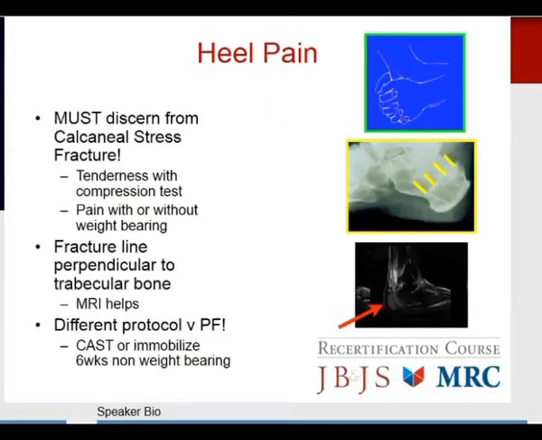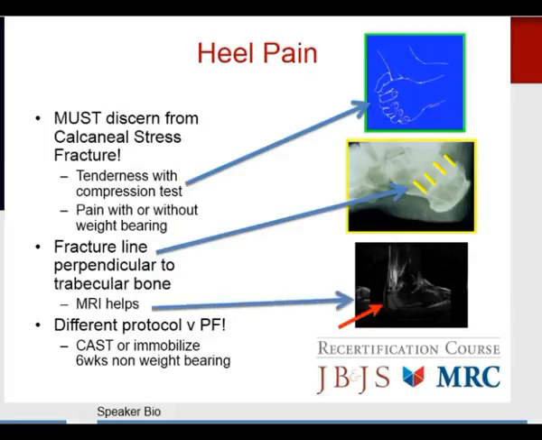It's important to note that this must be discerned from calcaneal stress fractures. To test that, we do a squeeze test to the calcaneus and see if it elicits new pain. If that's the case, we treat it very differently. We might see a fracture line perpendicular to the trabecular bone, or we get an MRI because it'll show edema in the whole body of the calcaneus or the posterior tuberosity. In that case, we cast these patients. We do not put them through a typical physical therapy protocol because you'll cause more irritation and make them more angry when it gets done. So make sure that you discern calcaneal stress fractures versus plantar fasciitis. Stress fractures immobilize, plantar fasciitis move.